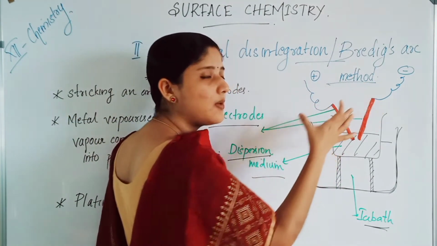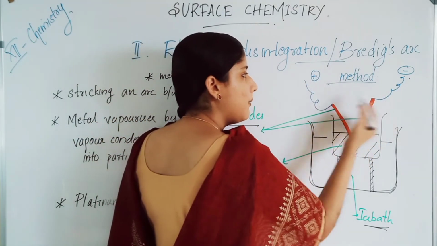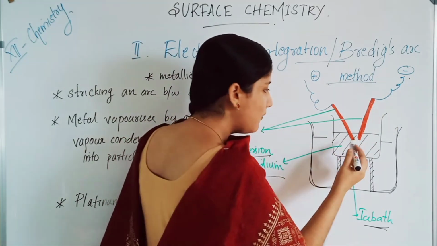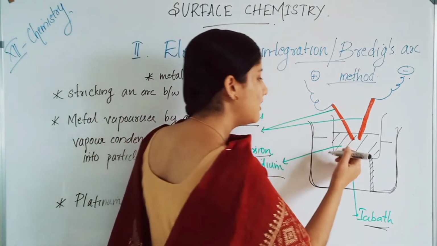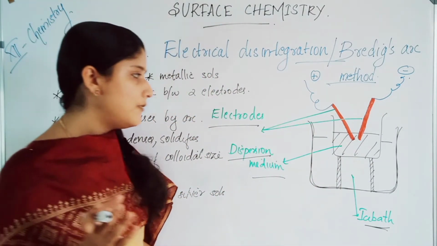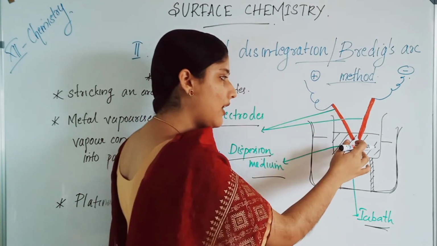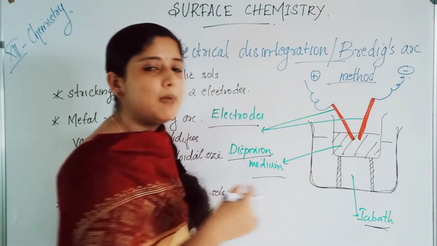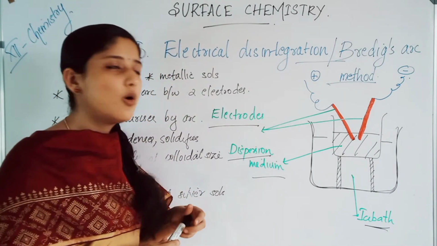An electrical arc means electricity begins to flow between these two points. The electrodes are dipped inside the dispersion medium, and an electrical arc is applied. After applying the electric current, the metal vaporizes, and after some time it solidifies to form a colloidal solution.